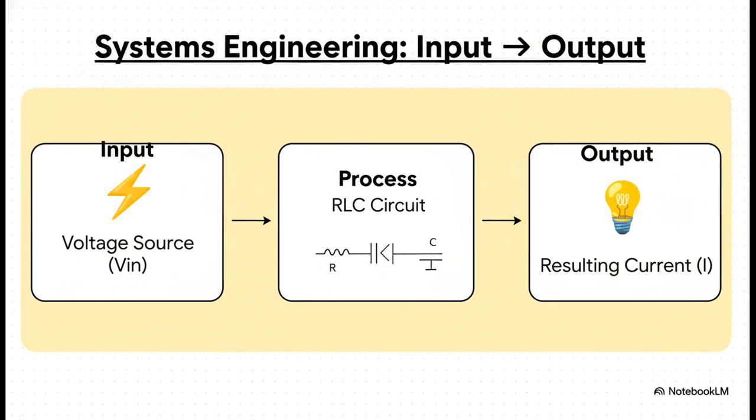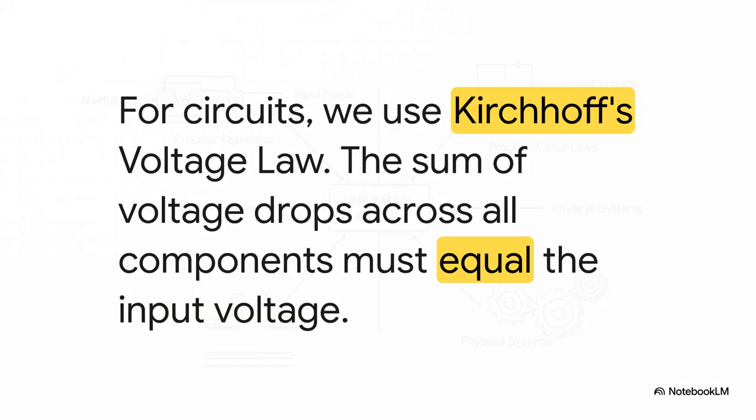And the output we want to measure? It's the current, I, that flows as a result. The process then is handled by the resistor, the inductor, and the capacitor. And remember how we used Newton's law for the truck? Well, for circuits, we have our own fundamental rule, Kirchhoff's voltage law. All this law says is that as you go around a closed loop, the sum of all the voltage changes has to be zero. It's the basic rule that governs our entire electrical system.